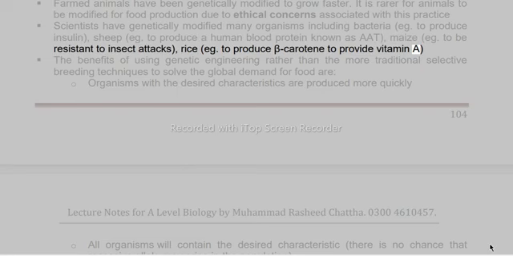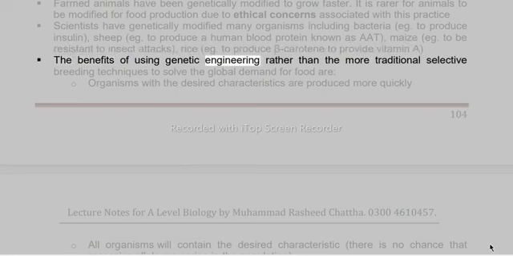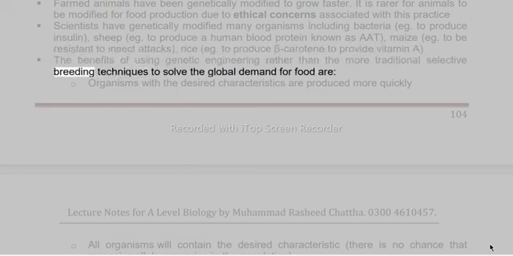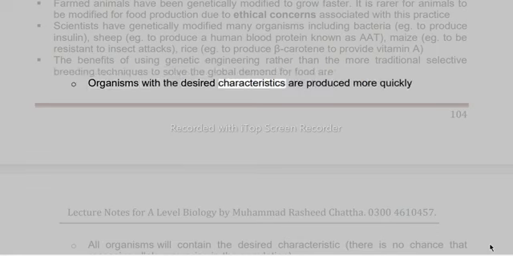to produce carotene to provide vitamin A. The benefits of using genetic engineering rather than the more traditional selective breeding techniques to solve the global demand for food are: organisms with the desired characteristics are produced more quickly.